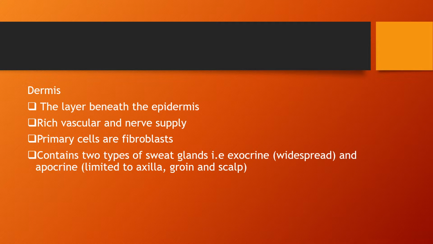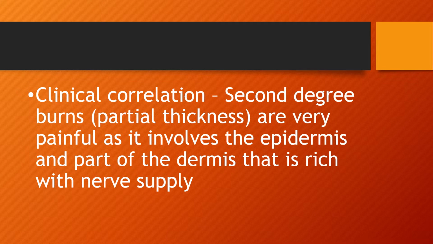It contains two types of sweat glands: the eccrine, which is widespread, and the apocrine, which is limited to the axilla, groin, and the scalp. So looking back clinically, what is important to notice is that second-degree burns are very painful. They involve the epidermis and the dermis, which is rich, as we mentioned, with nerve supply.